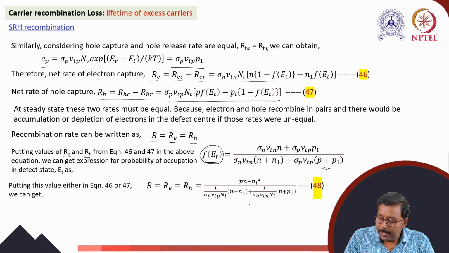That will be simplified in this way: pn minus ni square divided by some factor, n plus n1, plus some factor, p plus p1. This is equation number 48, which is important, and this is the famous equation for the Shockley-Read-Hall recombination rate. So this is the recombination rate. Here, these two terms are very important. What do they indicate actually?